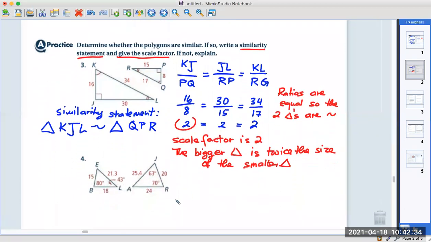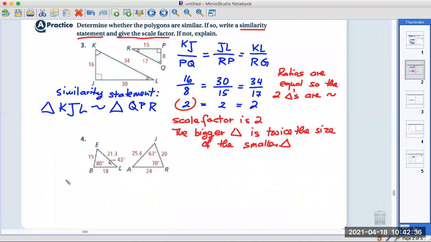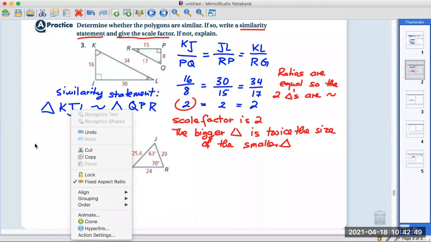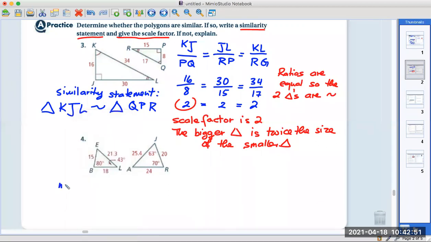Yeah. Now look at number 4. We already can tell that these two are not similar. Why? Because the angles are not equal. They have to be equal. Remember on the first page, it told us that not similar, because angles are not congruent.